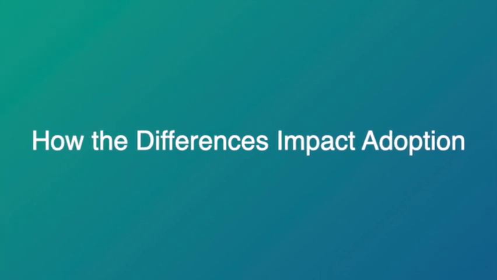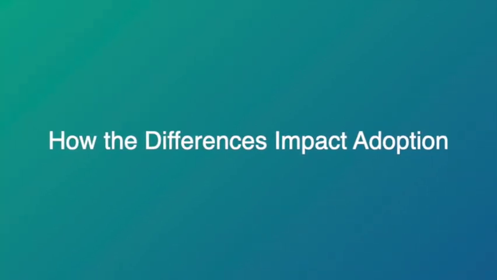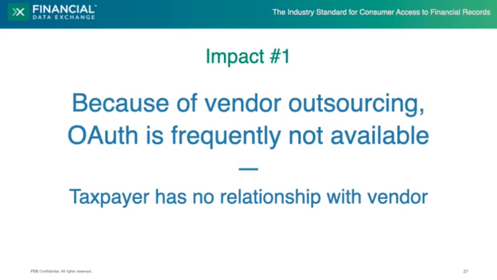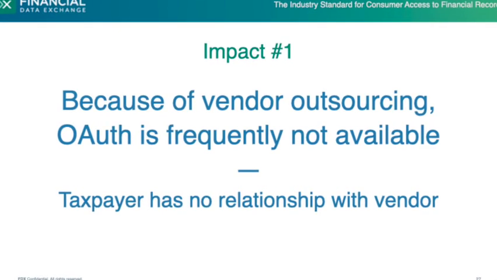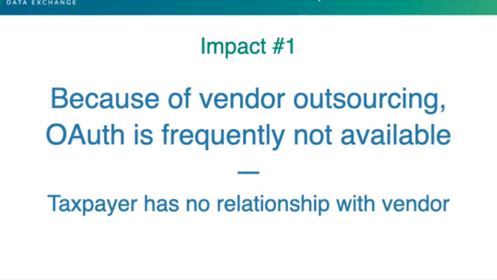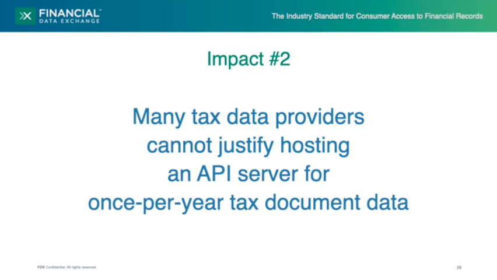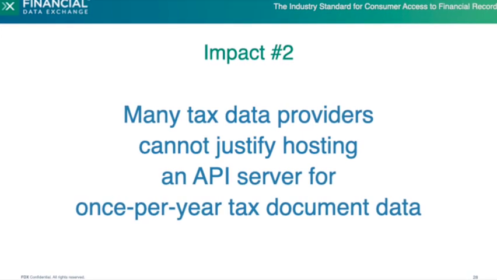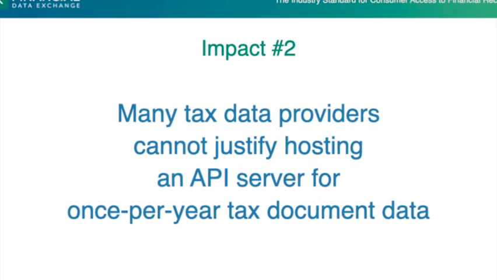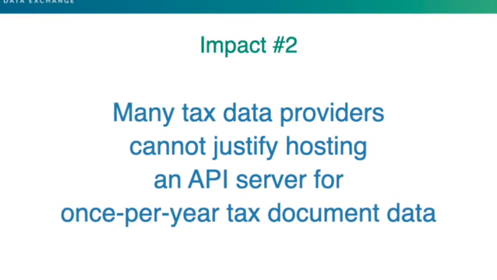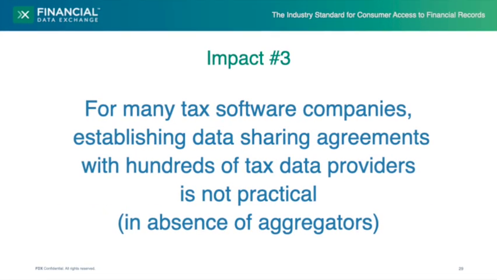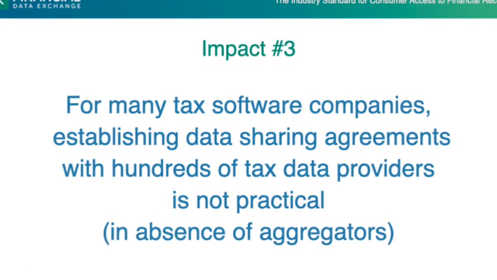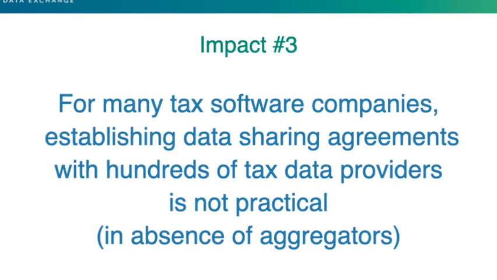These differences impact how FDX tax adoption can be accomplished. Let's examine the impacts. Because of outsourcing, an OAuth flow is frequently not available. Accordingly, an alternative to OAuth was developed by the task force. Many tax data providers are small and cannot justify the cost to set up and operate an API server. And many larger companies cannot justify the expense to serve one document per year per recipient. Even if every tax data provider had an API server, the challenge of setting up data sharing agreements between providers and recipients is a blocker to such adoption.